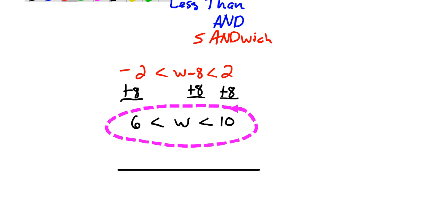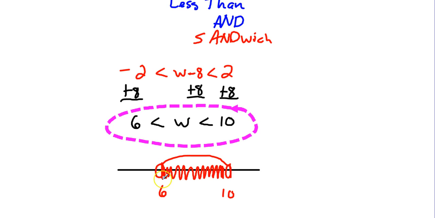And when you graph it, we're going from 6 to 10. And again, as long as it's an and statement, it should be everything between 2 points, and then it's just everything sandwiched between those 2 points. And if you want to draw a bun on top, there you go. There's your sandwich.